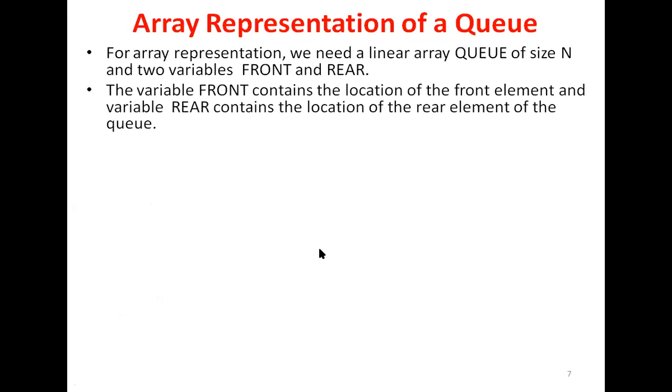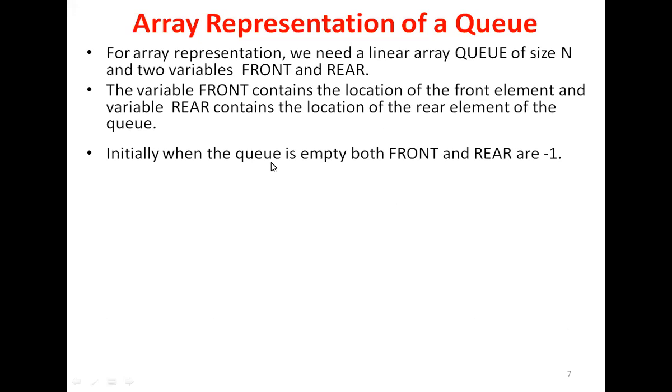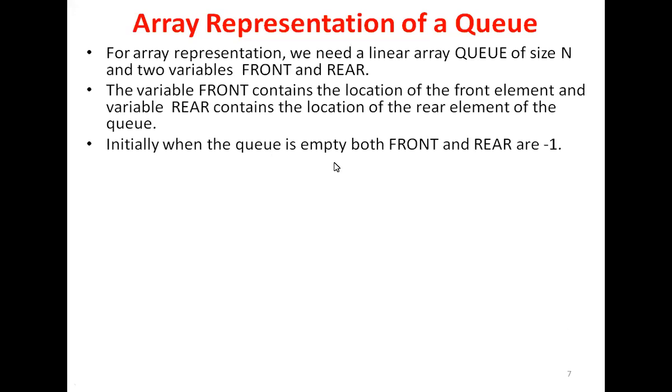Second point is, the variable front contains the location of the front element, and the variable rear contains the location of the rear element, that is the back element of the queue. This one also we discussed in the previous slide. Initially, when the queue is empty, both front and rear are -1.